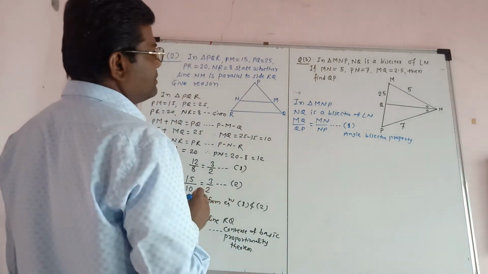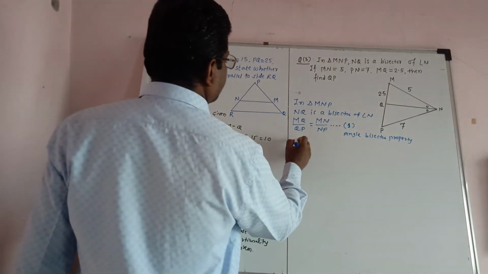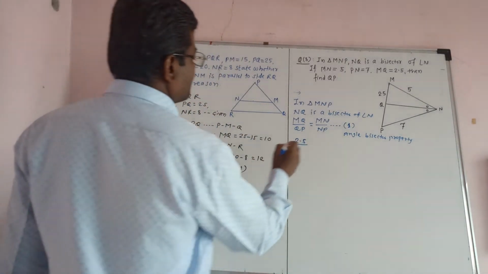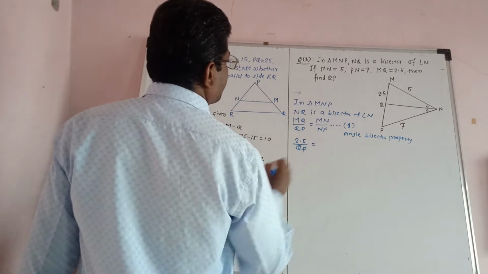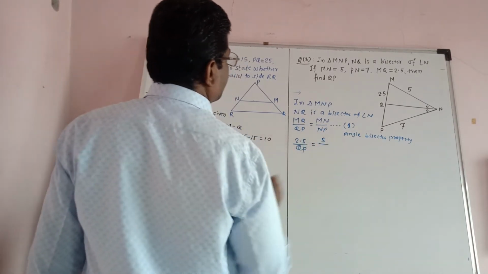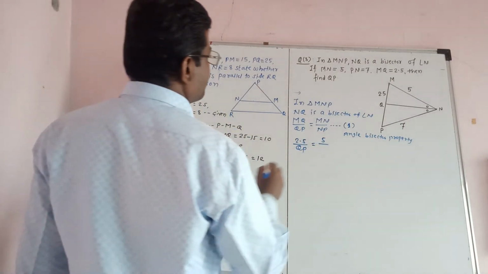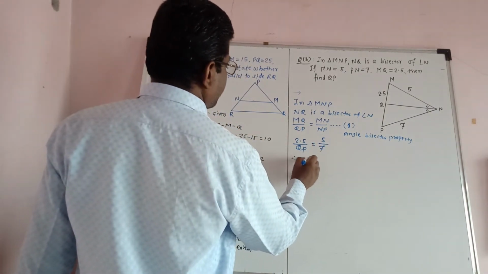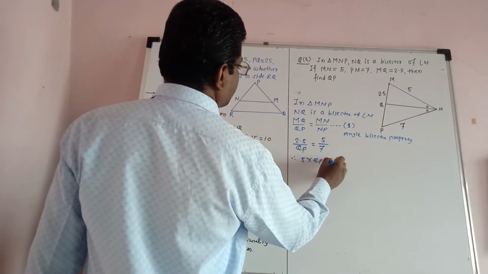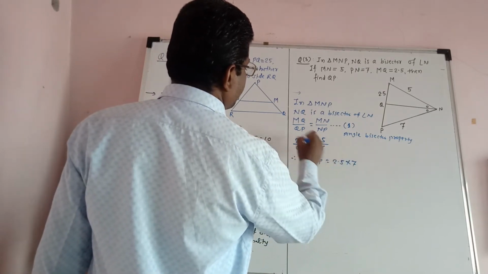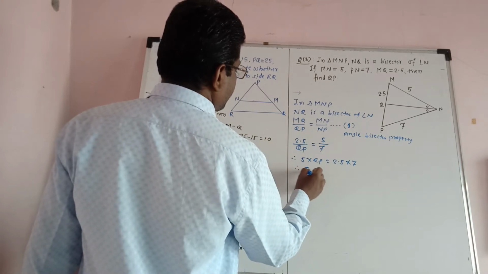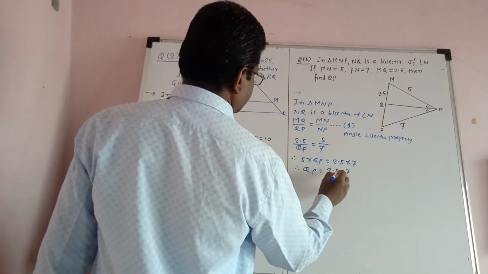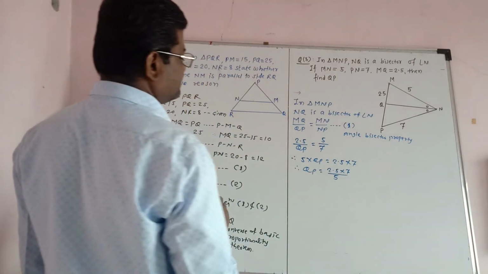Now put the values. MQ is 2.5 upon QP. QP is to be found out. MN 5 and NP 7. Therefore 5 into QP is equal to 2.5 into 7, cross multiplication. Therefore QP is equal to 2.5 into 7 upon 5.